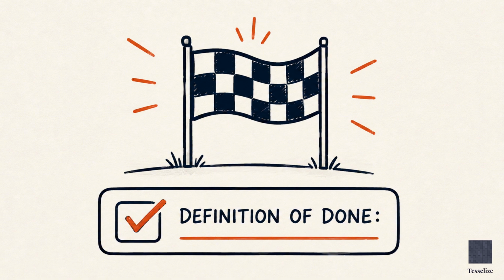This is the finish line. Without it, nobody knows when the process is complete. For our example, client has received access credentials, completed kickoff call, and received first deliverable within 5 business days of contract signing. 1 sentence, measurable, clear. If someone asks, is this client onboarded? You can check this sentence and give a yes or no answer.